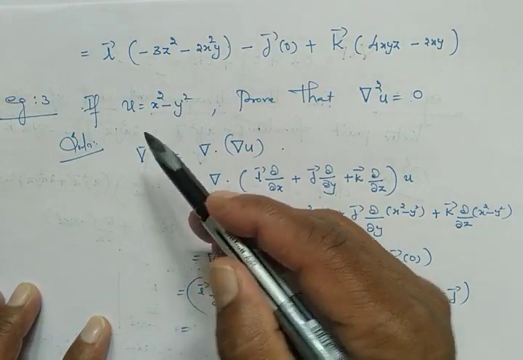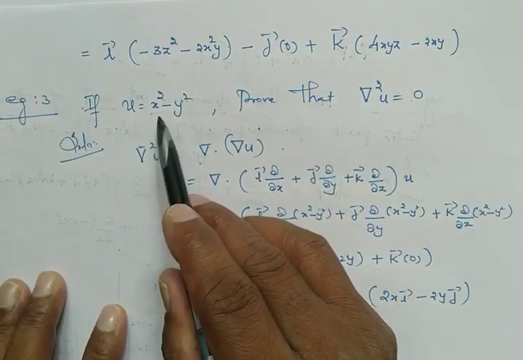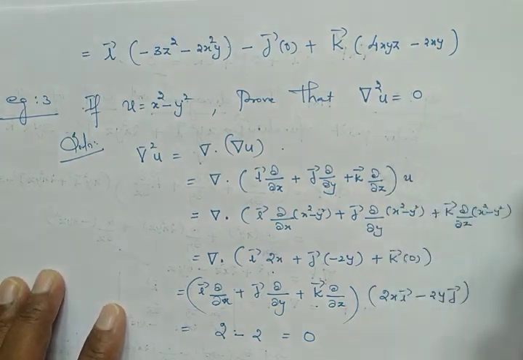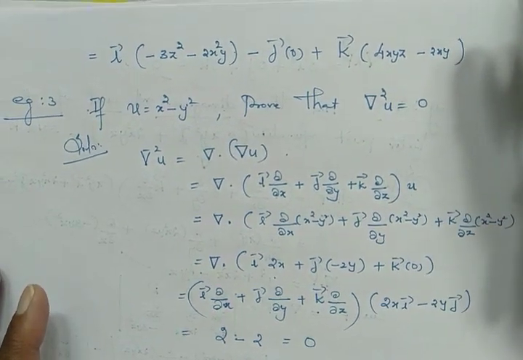So the third example: here they have given a scalar u, instead of phi they may give any name. They have given u equal to x² minus y². Prove that del square of u equals 0. Now we can't find it at one time for del square, we have to go one by one.